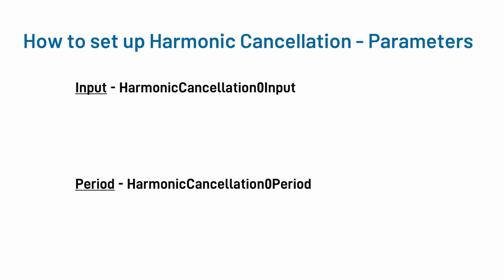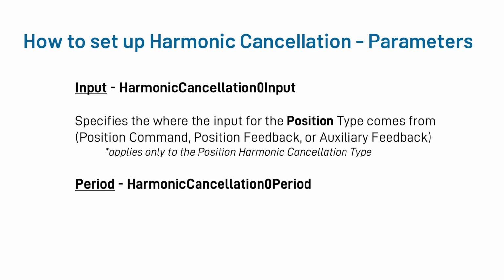After you have your type, you then need to specify your input and period. Based on if you're using the position or frequency type, this will determine if you need to configure both the input and period settings or just the period setting. Again, we will go through all of this in our example just to give you a more first-hand look. The input specifies where the input of your position type comes from. For this, you have the option of selecting the position command, position feedback, or auxiliary feedback. This, however, will only apply to the position harmonic cancellation type.